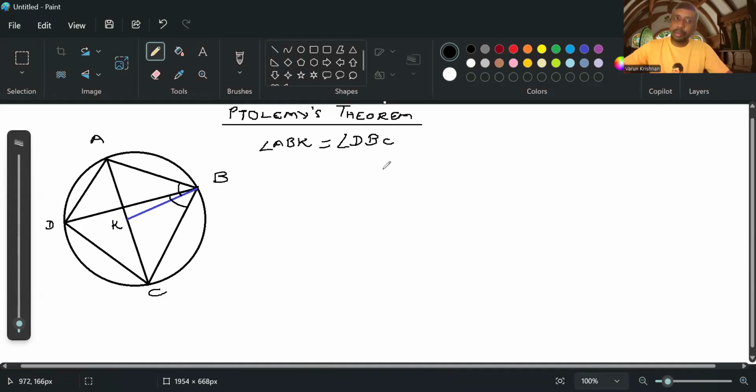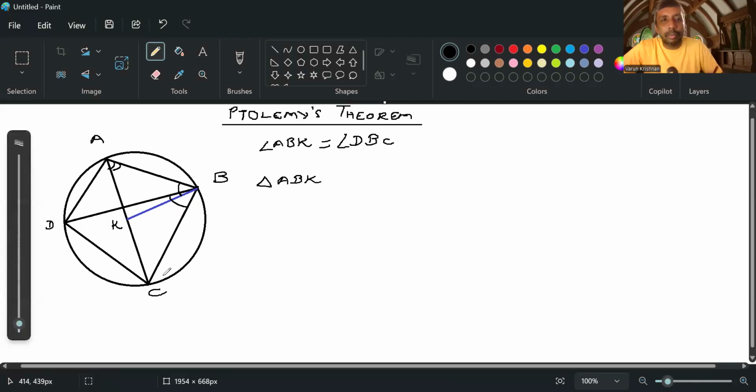Now, because of these two angles being equal, I can say that triangle ABK is similar to another triangle in this figure. Which triangle is it similar to? To understand that, let's look at the angles of triangle ABK. If we look at angle BAK, this angle BAK is nothing but angle BAC as well.